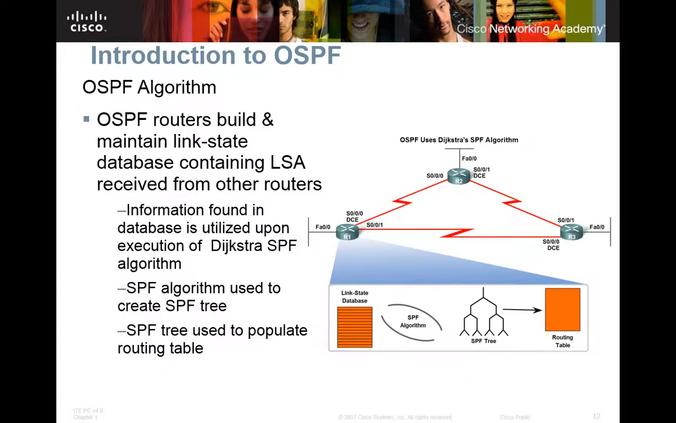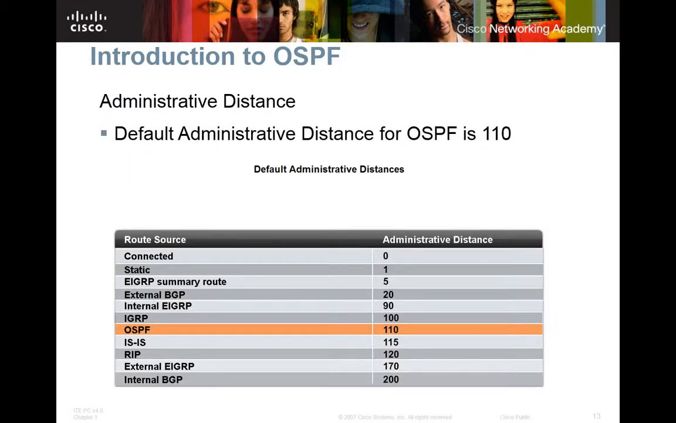OSPF algorithm. The routers build and maintain a link state database containing the LSA information received from the other routers. So once we come up and say, okay, Lee, what type of link is between us? And get the packets back from him saying, okay, I'm the designated router, and he understands that, he's going to send me the information saying, here's what I am. So then I take it and develop the cost with the algorithm and say, okay, to get to Zachary, am I going to go through Brent? Am I going to go through Kohler? Or am I going to go through Lee? Default administrative distance for OSPF is 110.